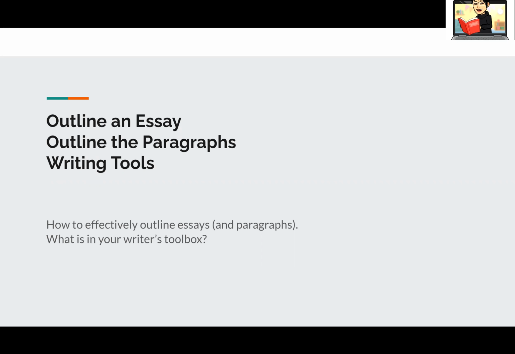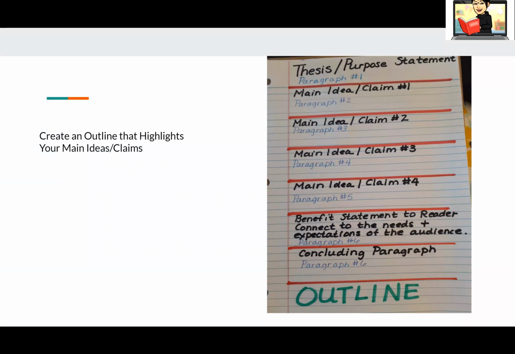And then you also need to look at how you can outline a paragraph and develop your paragraph so that your paragraphs all are supportive of a single idea. And of course, I'm going to offer you 13 different writing tools that you can use as you write your paragraphs. All right, so if we take a look at this slide here, it's about creating an outline.